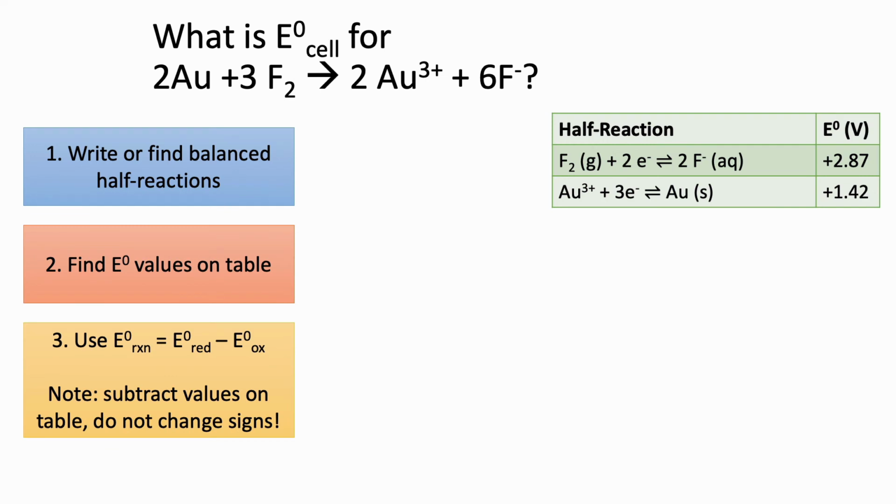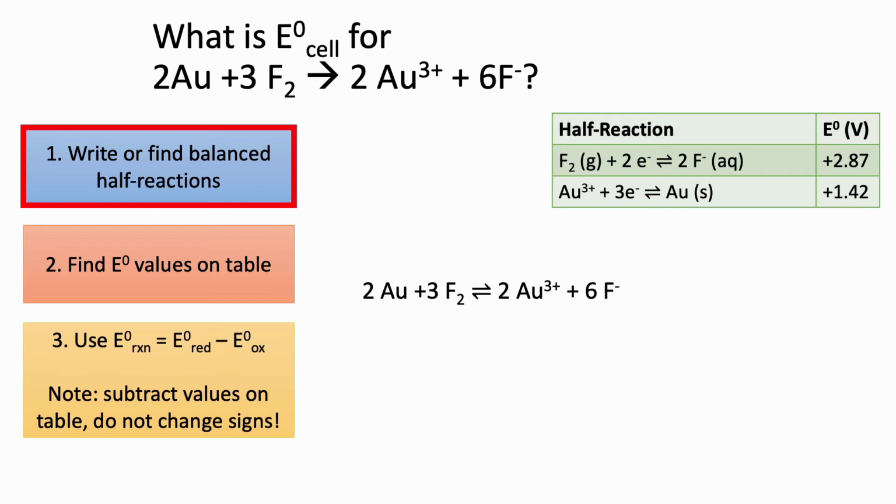In the first one, we're going to calculate the E naught of the cell where we're taking gold metal, reacting it with fluorine gas, and producing gold ions and fluoride. So the first thing we need to do is to write or find our balanced half reaction. So here's our balanced equation. And what we do to find half reactions is we look for the same element on both sides of the reaction. So we have gold on one side and gold 3+ ions on the other side. That will give us one half reaction. And then we have two things that have fluorine in them. That will be our other half reaction.